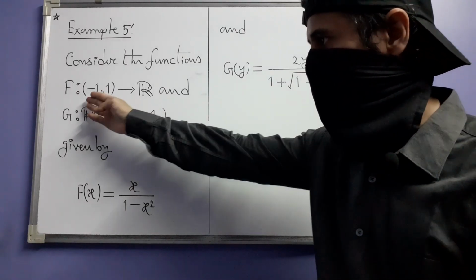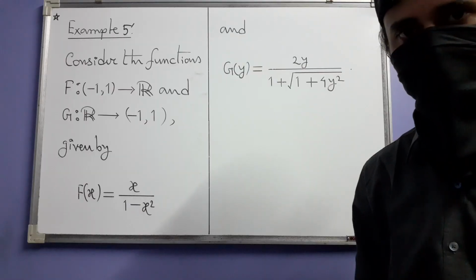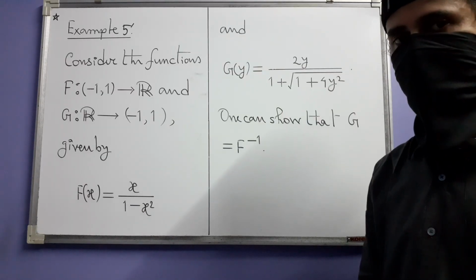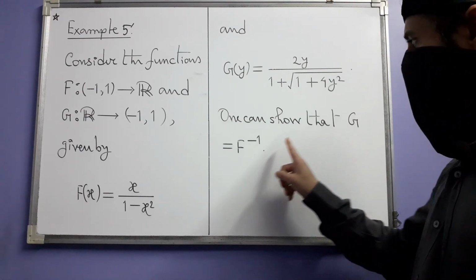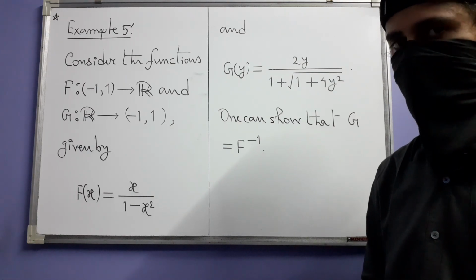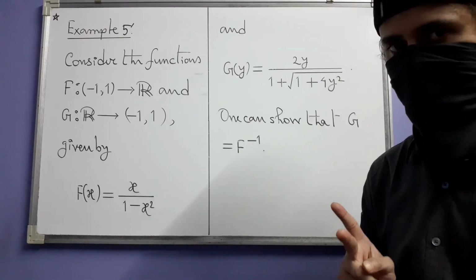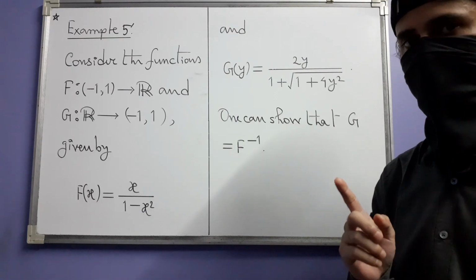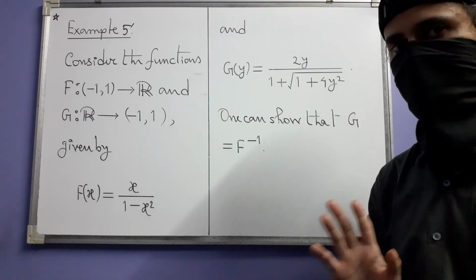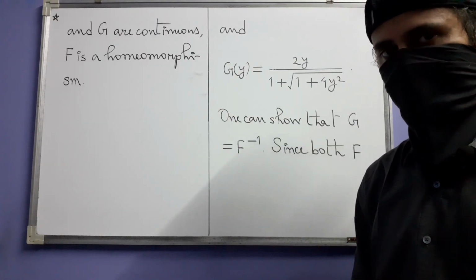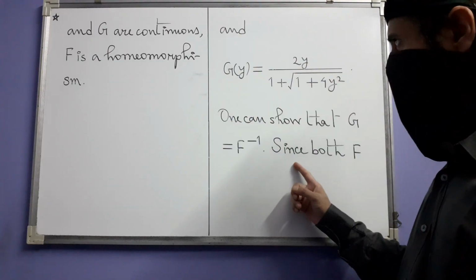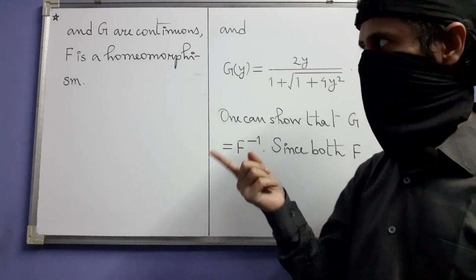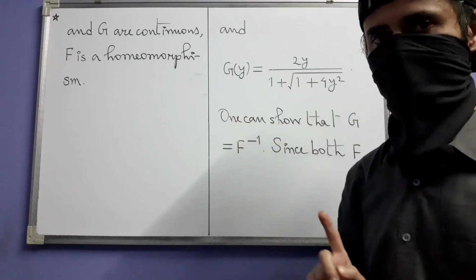Neither 1 nor minus 1 is present in the domain of f, so there is no problem. And in this case also one can prove that G is nothing but f inverse. So this shows two things simultaneously. One of them is that f is invertible, and the second thing is that its inverse is nothing but G. Now again in this example also, because both f and g are continuous, so f and f inverse are continuous, and that's why capital F is a homeomorphism.